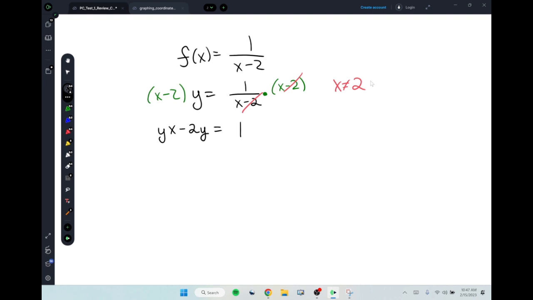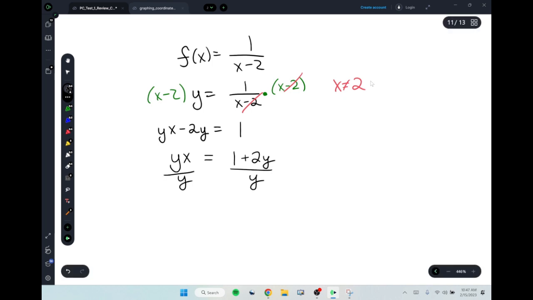We're trying to get x by itself, right? Don't redistribute y. That would get us back to the step right above. Let's get x by itself. 1 plus 2y. And now we're one step away. What's the next thing we should do? Divide by y. You've got x equals 1 plus 2y over y.